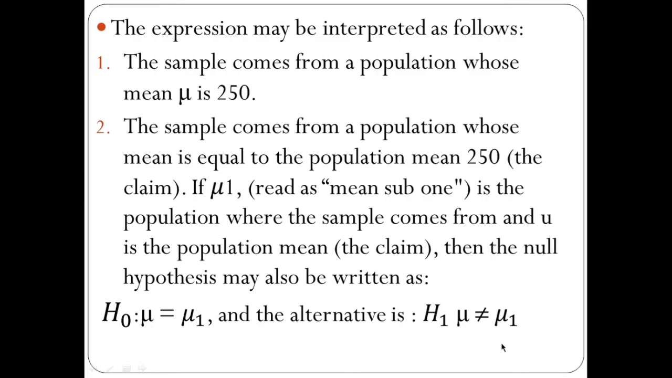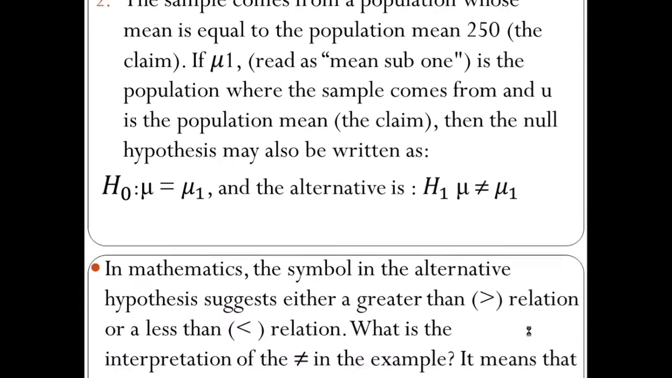And the alternative is, okay class, ito po yung sa null ha, ito po yung sa null. Ito naman yung sa alternative. Bakit not equal? Kasi ito yung opposite ng null. Okay, so H sub 1 is to mean is not equal to mean sub 1.